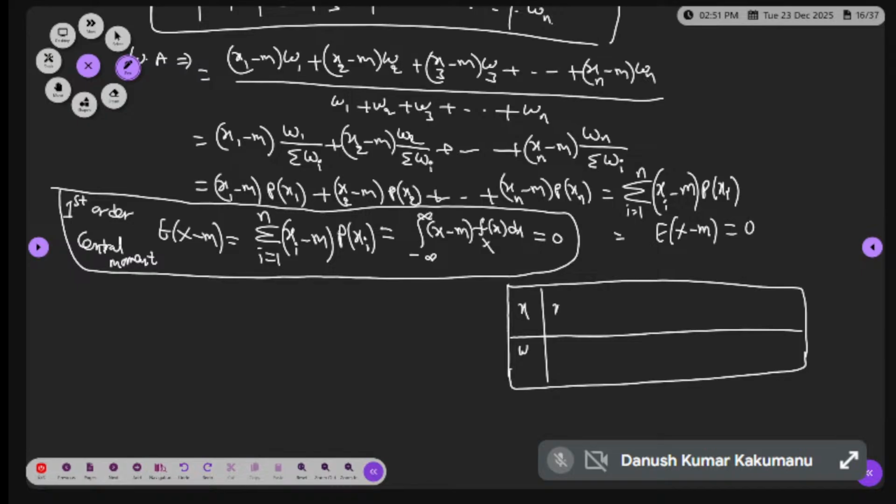Next: (x1 minus m) whole squared, (x2 minus m) whole squared, and so on.